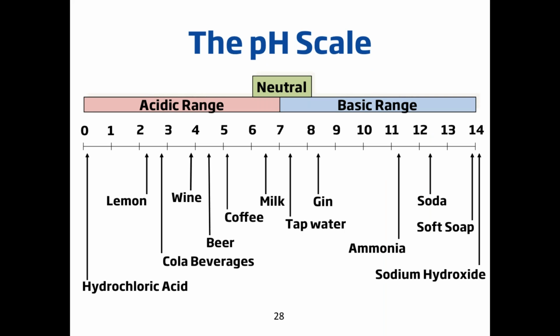The pH scale ranges from 0 to 14, and we can see some normal household objects and where they fall along this range. You'll see that most things in the food and beverage industry tend to be on the acidic side, so below pH 7.